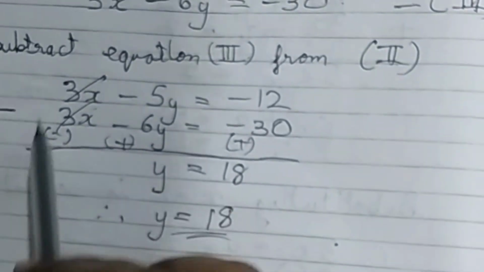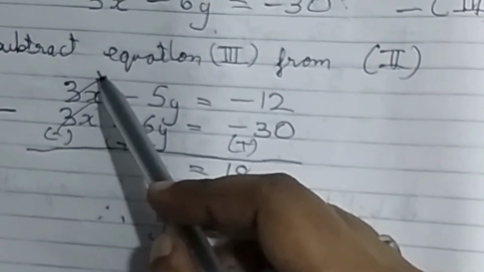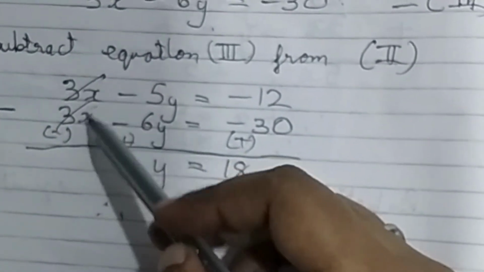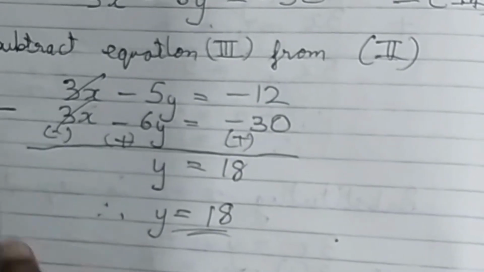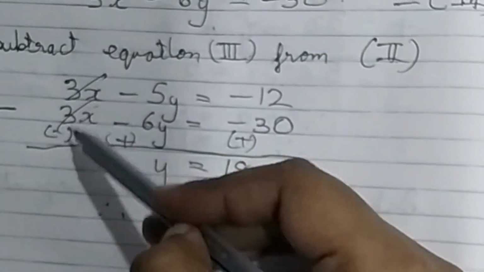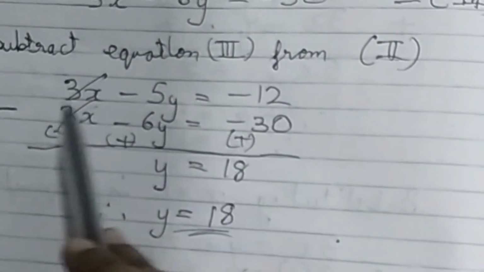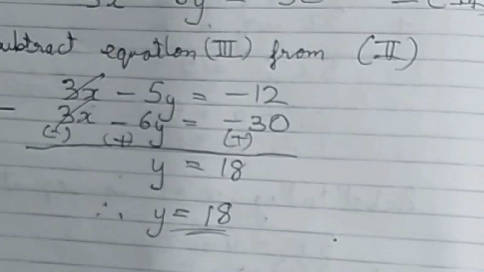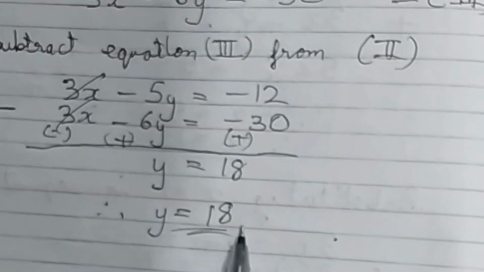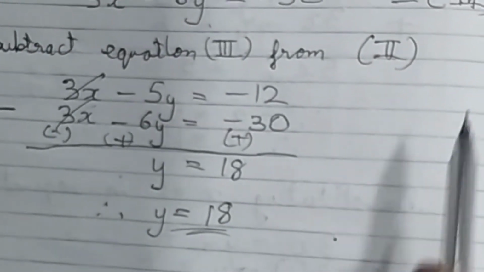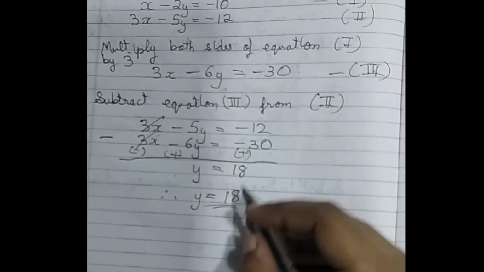Now, understood why we have subtracted? Because the coefficient of the same variable was the same. It was not opposite. If there were opposite signs, then we would add. If it is the same number, then we subtract, so that this term gets cancelled and we get the value of the other variable. So here we got y equals 18. We will substitute this value in equation 1.